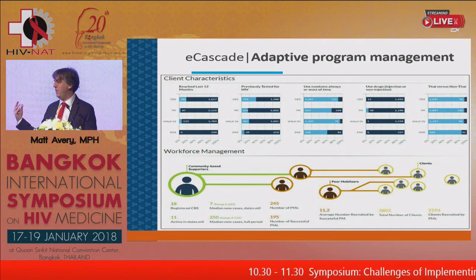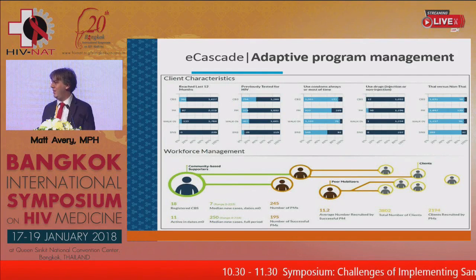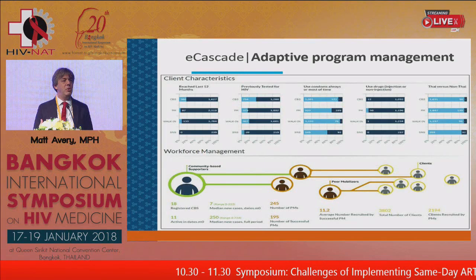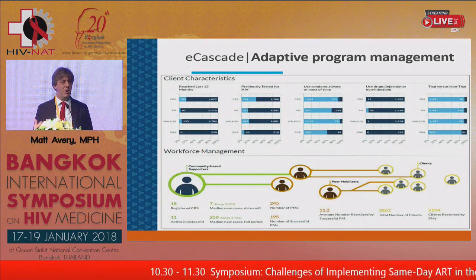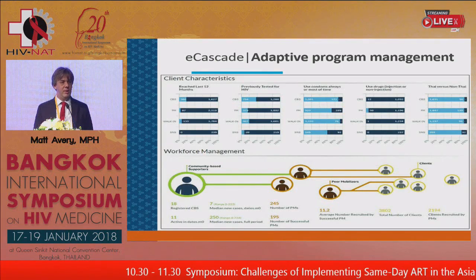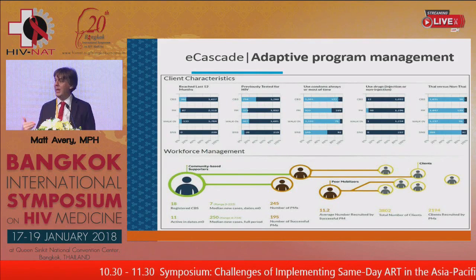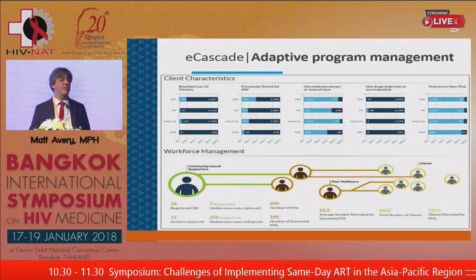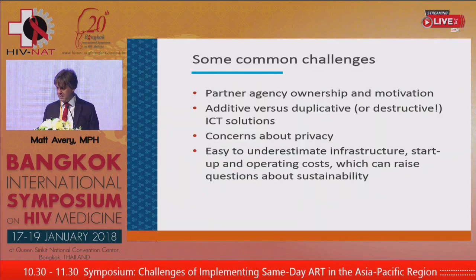So every time I present eCascade, I just really want to stress that message that it's not primarily about monitoring and evaluation. It's primarily about how you use that data and how implementing partners use that data after it's collected to make programmatic improvements in real time, as opposed to waiting until the end of a project and then finding out what worked and what didn't work.